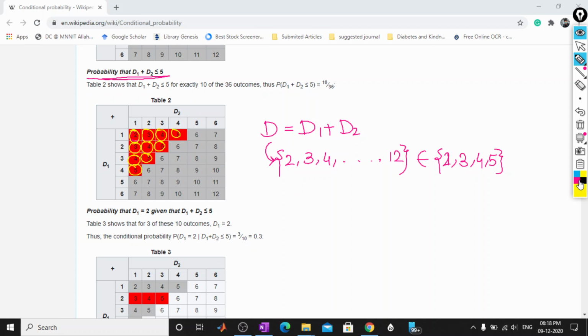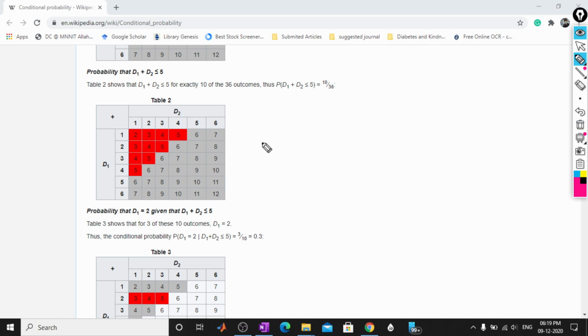So what will be the probability of this event, d1 plus d2 less than or equal to 5? The total outcomes are 36, and out of 36 outcomes we have got only 10 outcomes. So the probability will be 10 by 36. Are you clear? We have already seen this kind of thing in class 11 and 12.